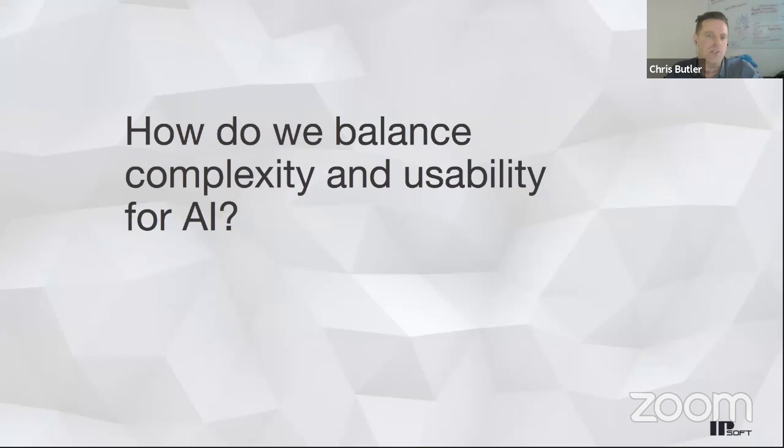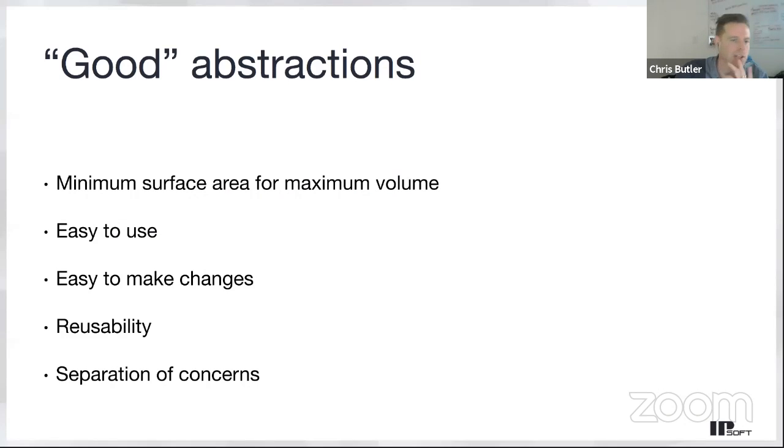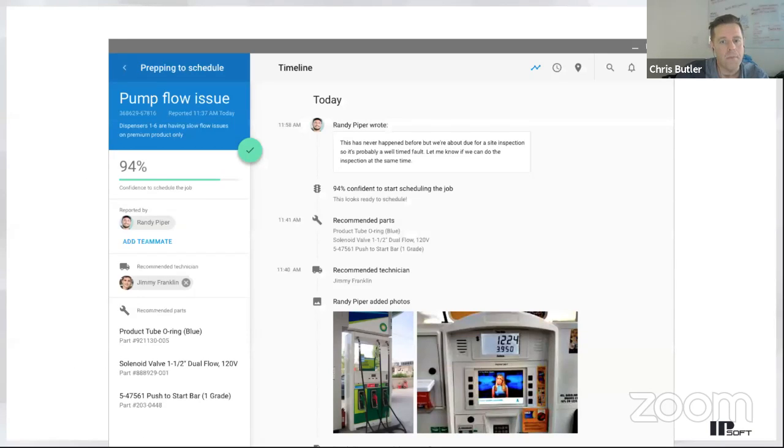And so how do we balance these types of complexity and usability for AI is a really hard question. So good abstractions, basically, it's easy to use, it's something I can pick up, and it's something I can learn and gain expertise in. And a good example of this from our case study was that this is basically the interface for the dispatchers, where on the left-hand side, you had the state of the job that was ready to be signed or not. And then on the right-hand side, we had a conversation that was taking place between not only the dispatcher and the field tech, but also a chatbot.